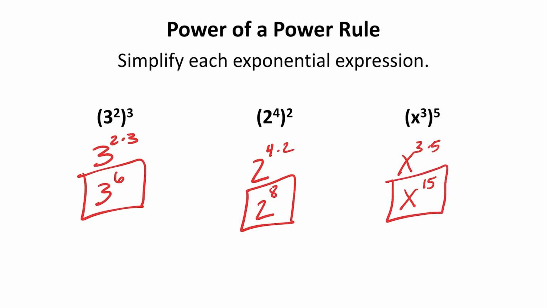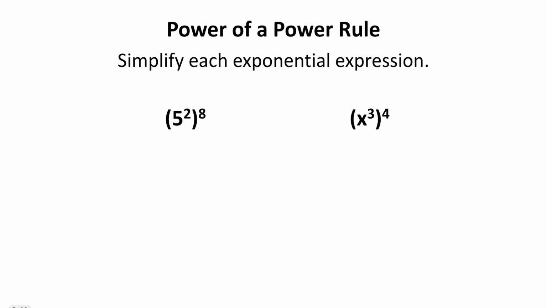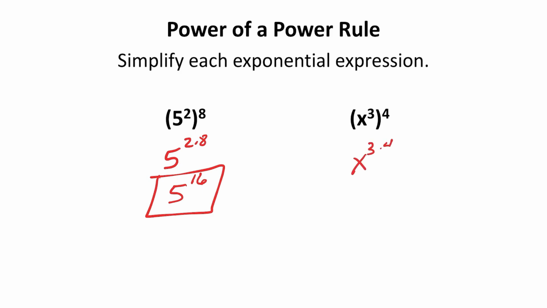Okay, let's move to the next one. All right, 5 to the 2 to the 8 is 5 to the 2 times 8, which is 5 to the 16. That's a big number. X to the 3rd to the 4th is x to the 3 times 4. So you get x to the 12.